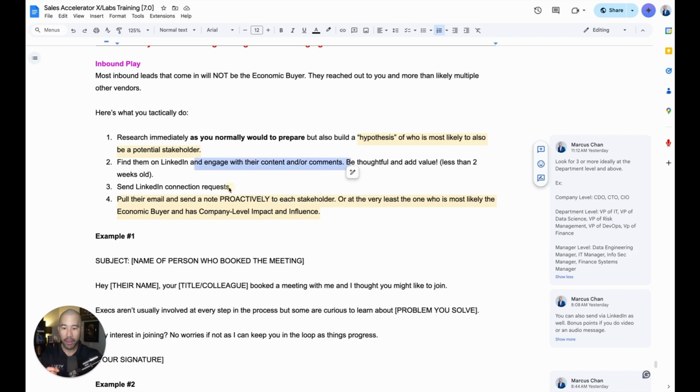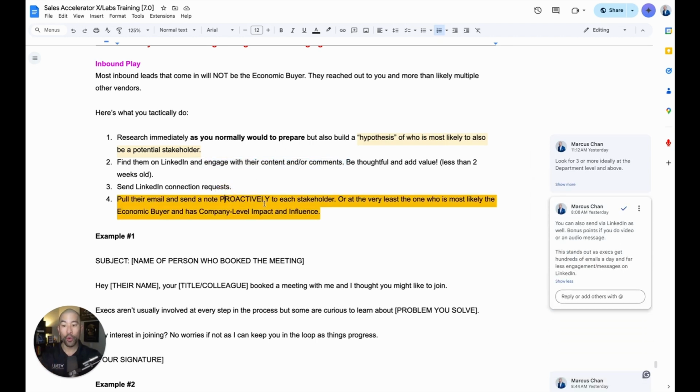All right. And then third, what you want to do is pull their email, okay? Or you can also send them a note via LinkedIn if they've already accepted in time. You can send a video or an audio note, which is very powerful. Again, this cuts through the noise. You pull their email. You can send a note proactively to each stakeholder, or at the very least, whoever is most likely to be the economic buyer, with company-level influence and impact.